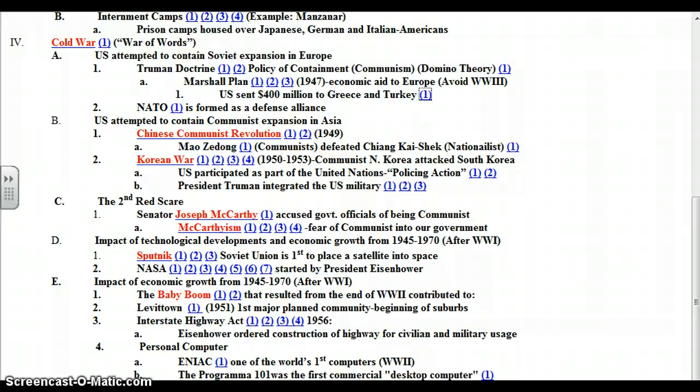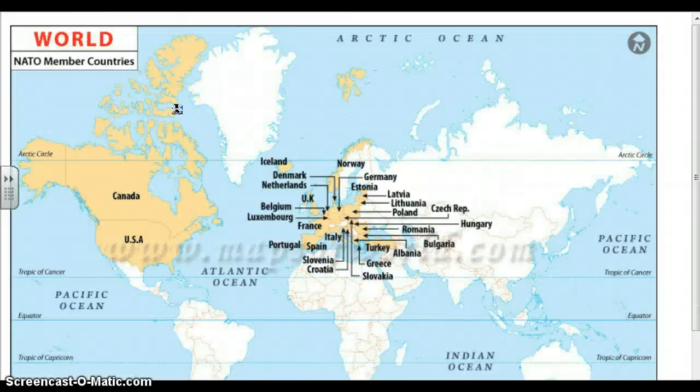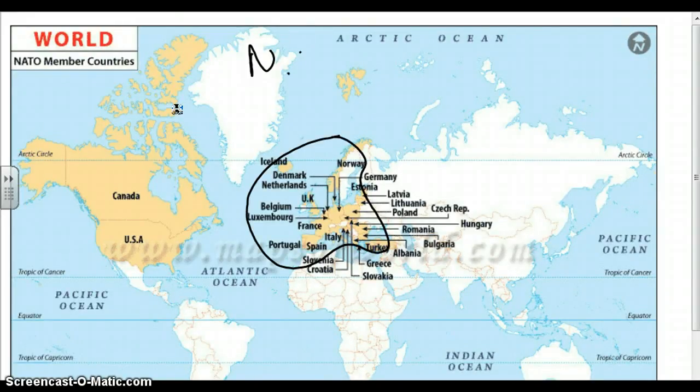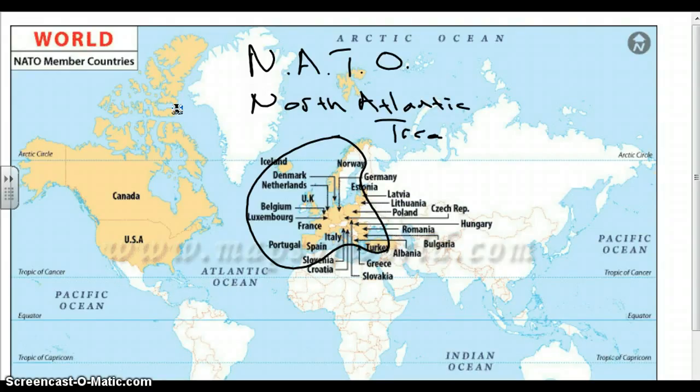The way to do this, for only the second time in United States history, the United States joined a military defense alliance. During the Revolutionary War, the United States joined an alliance with France in order to defeat Great Britain. This time, the United States, along with Great Britain and France, is going to form a military alliance of Western European countries that became known as NATO. NATO stands for North Atlantic Treaty Organization. We are still members of this organization today.